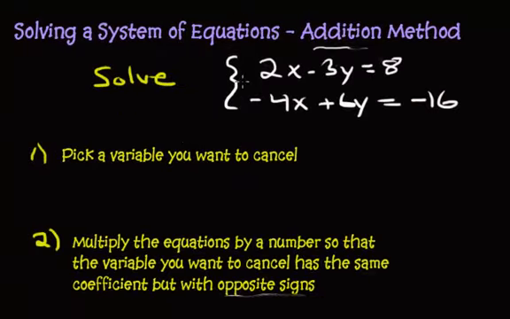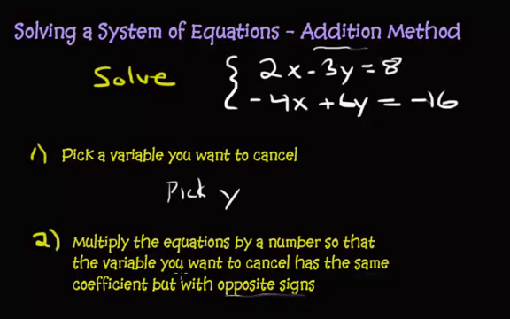Okay, so next example, I want to solve the system 2x minus 3y equals 8, negative 4x plus 6y equals negative 16. All right, so let's pick a variable to cancel. I think in the last example we picked x, so let's go ahead and pick y. Step 2, I want to multiply the equations by a number so that the variable you want to cancel has the same coefficient, opposite signs. So let me rewrite the system right here. So 2x minus 3y equals 8.